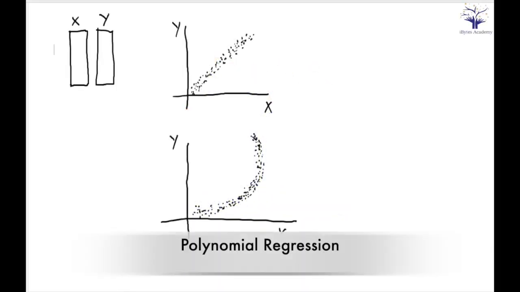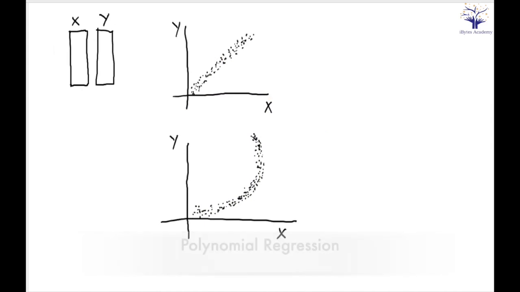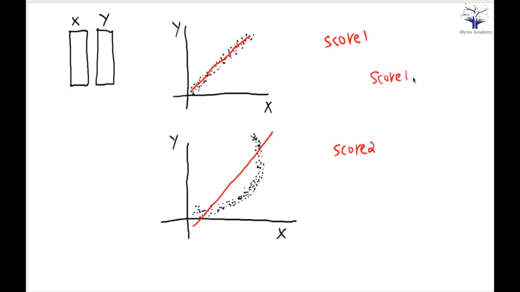Hi, so in this session I want to discuss polynomial regression. Going back to a linear regression for one input feature, if I consider these two cases, for the first case, if my data looks something similar to this, my best fit line would look similar to this, right? So let's say my score for this is score 1. In the second case, my best fit line might look similar to this, right? Let's say the score is score 2. Obviously, score 1 is going to be higher than score 2, right?